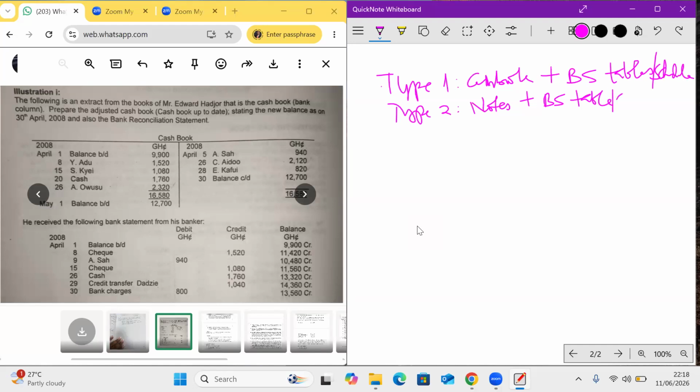And the bank statement table here means that instead of giving us the cash book, the question will give us some notes, paragraphs, statements, transactions on the cash book only. Then it will give us a table for the bank statement.